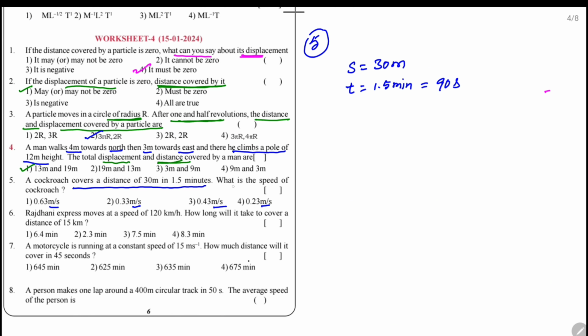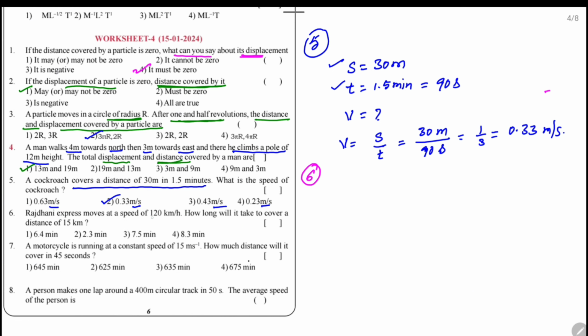What is the speed of the cockroach? We know the speed formula: speed is equal to distance divided by time. Here distance is given and time is also given. So 30 meters over 90 seconds, which is equal to 1 by 3, which can be written as 0.33 meters per second. So your answer is 2. Question number 6.